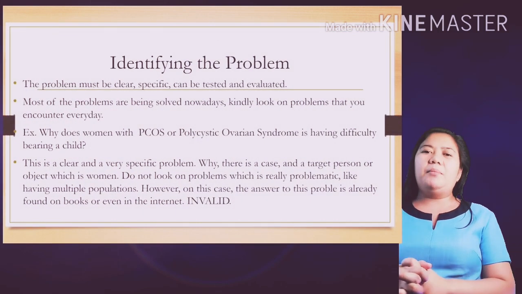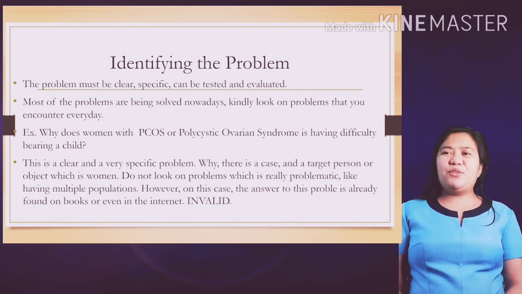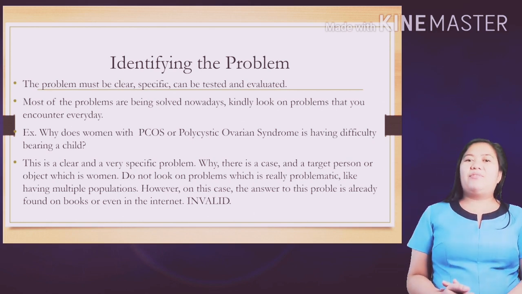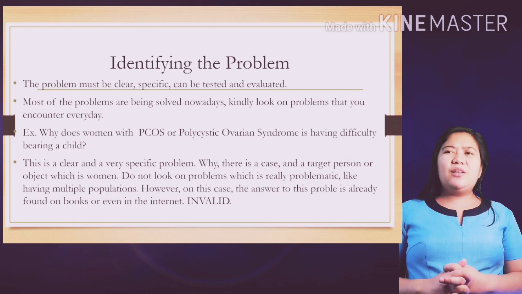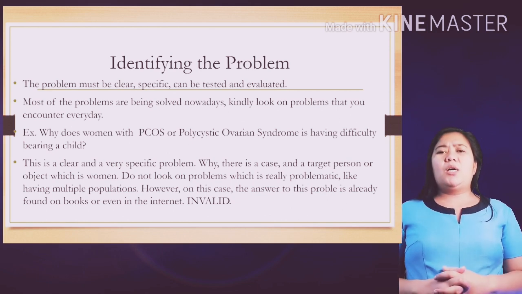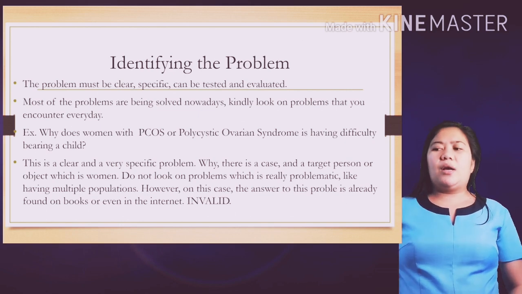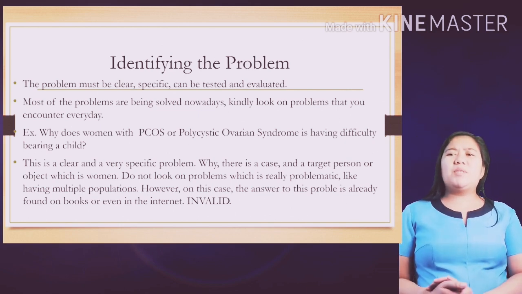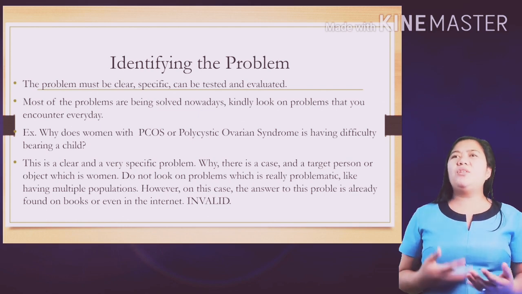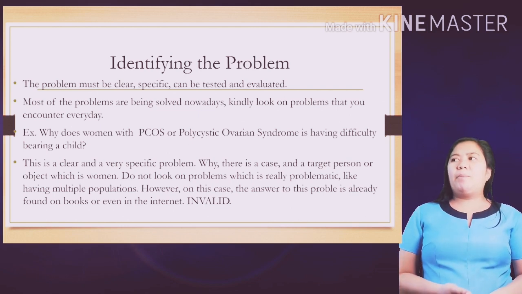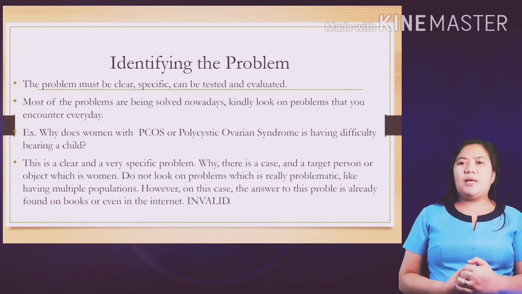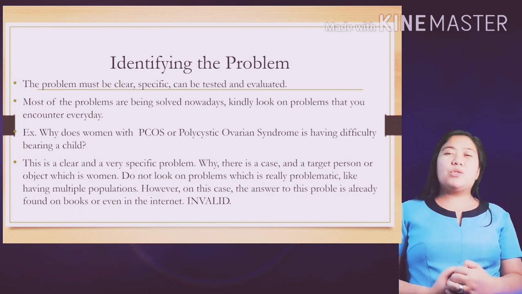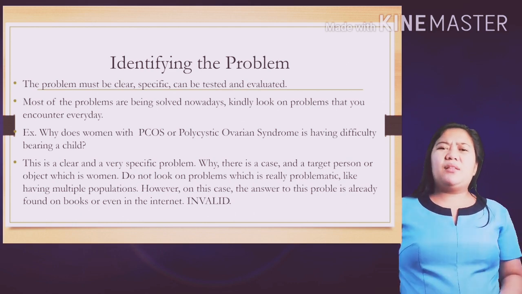Firstly, in identifying the problem, it must be clear, specific, and can be tested and evaluated. Those are the things you need to remember when you are trying to identify or research a particular problem that you observed in your surroundings. Most of the problems nowadays are being solved with the type of technology and scientific advancements that we have. Most of the problems right now are easy to solve and innovate on, no?